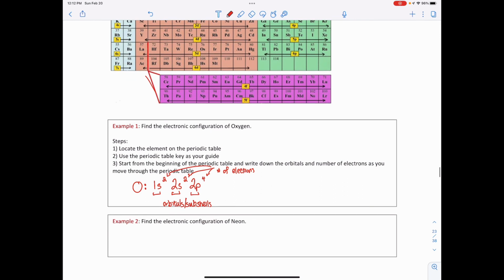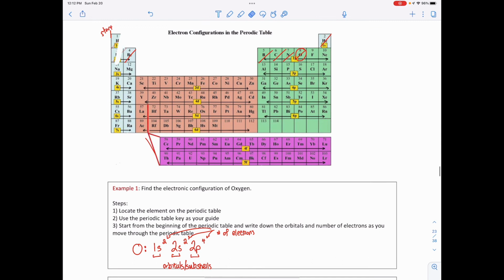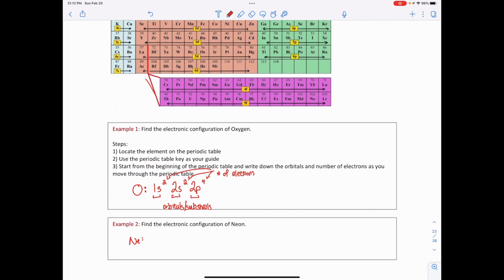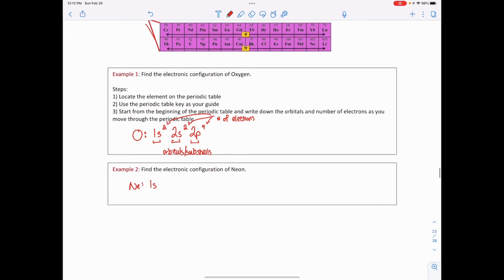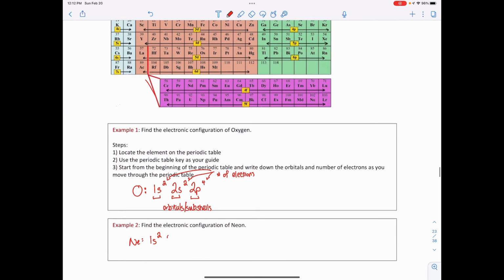Let's try another example. Let's look at neon. Same idea here. The first thing I'm going to do is find where neon is. Neon is right here. Let's go through. The first orbital that I see is 1s, so both positions are occupied, 1s2. The next one I see is the 2s.